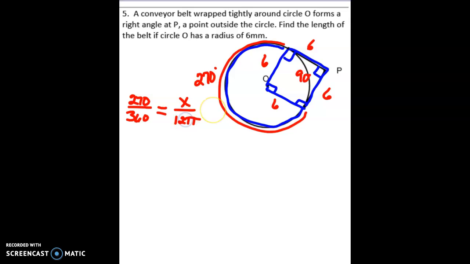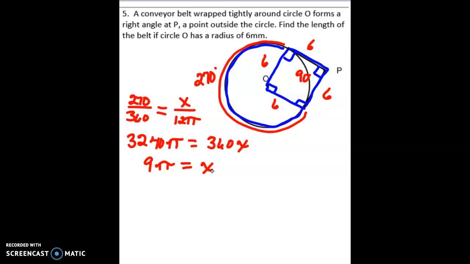and that would be 2 pi r, which would be 12 pi. When you actually do the arithmetic here, you get 3,240 pi equals 360x, and then x is 9 pi.